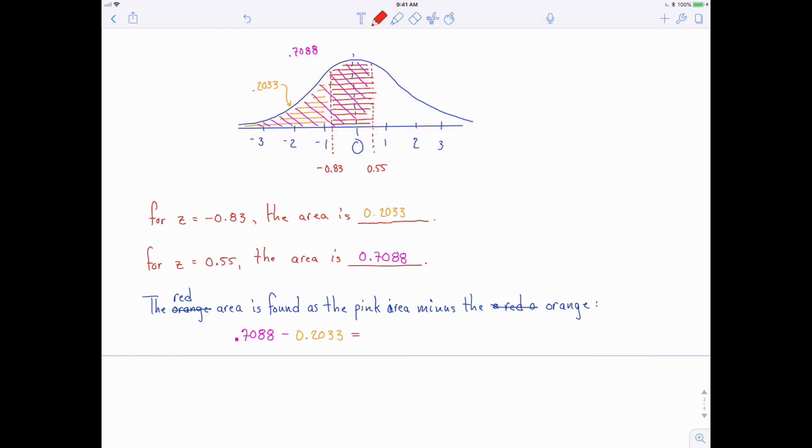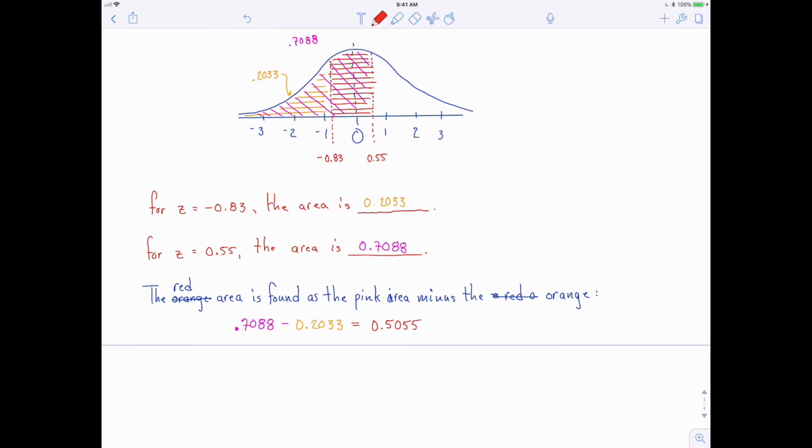So the red is going to be 0.5055. And so we could formally write our answer as the probability of z being between negative 0.83 and 0.55 is 0.5055. And remember that that's also the same as saying 50.55% of the area under the normal curve.